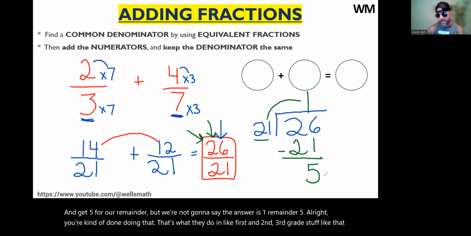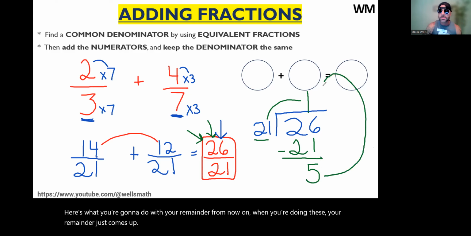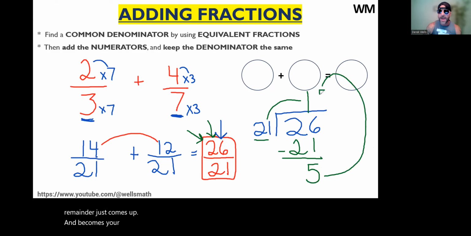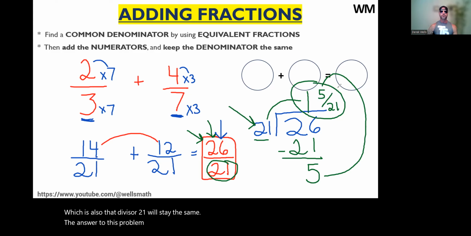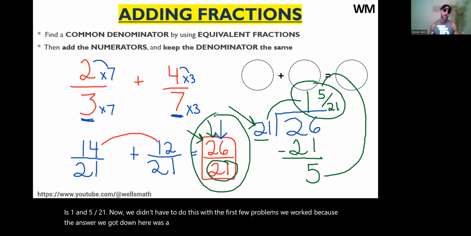Here's what you're going to do with your remainder from now on when you're doing these. Your remainder just comes up and becomes your numerator in your fraction. Your denominator, which is also that divisor, 21, will stay the same. The answer to this problem is 1 and 5 over 21. Now, we didn't have to do this with the first few problems we worked because the answer we got down here was a proper fraction, okay? We only had to do this because we came up with an improper fraction for our answer.